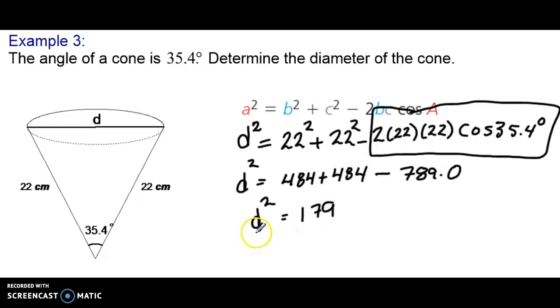Don't forget that in this law of cosines formula, it's not just the side equals, this is the side squared equals. We are looking for d. We need to finish this equation. We need to take the square root of both sides. d is the square root of 179, and that gives us 13.4 centimeters. And we are done.